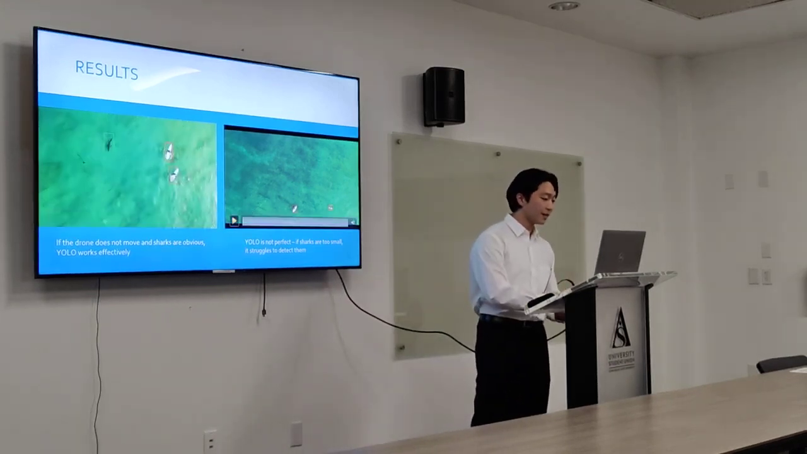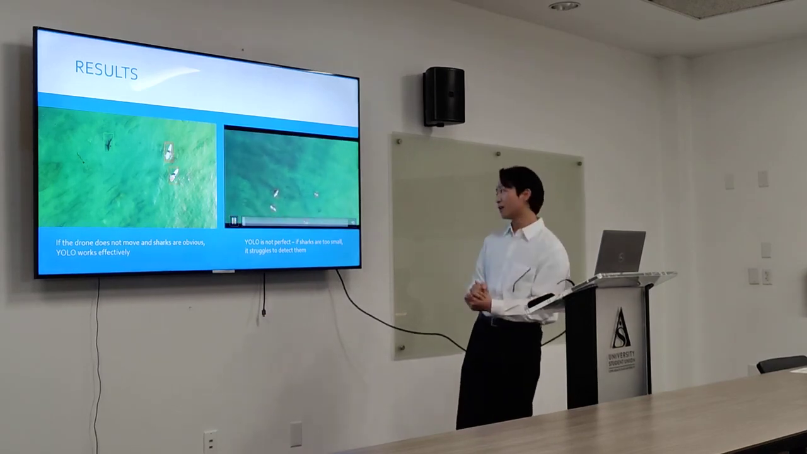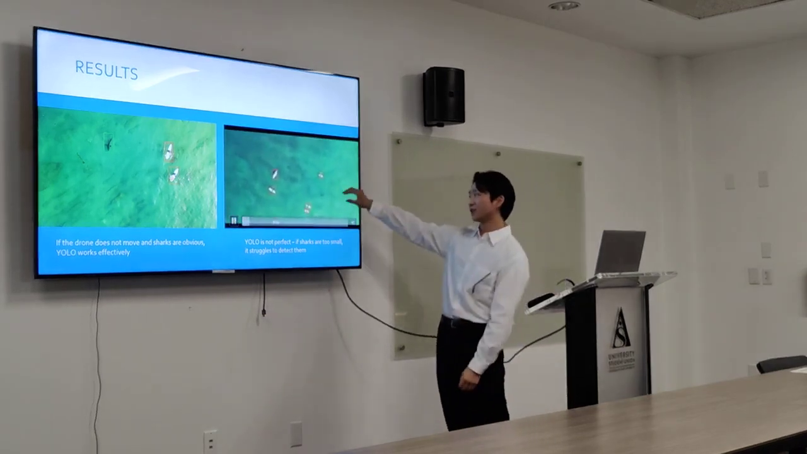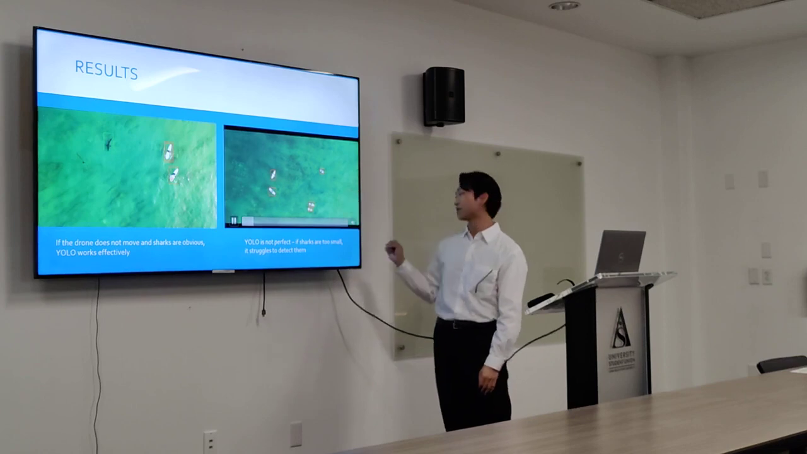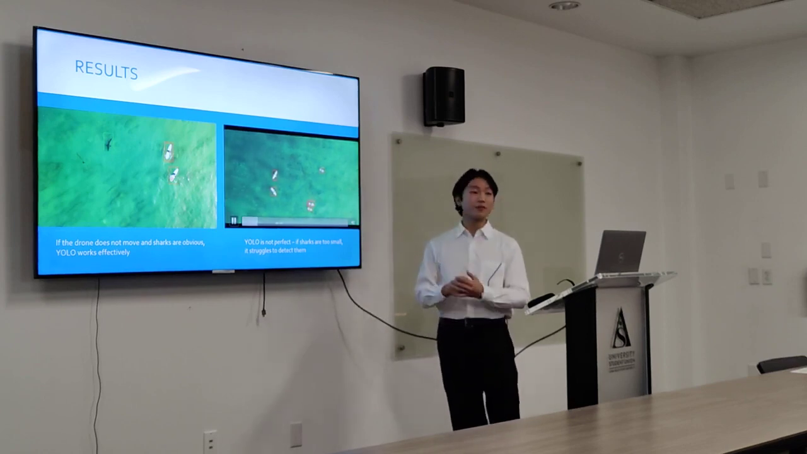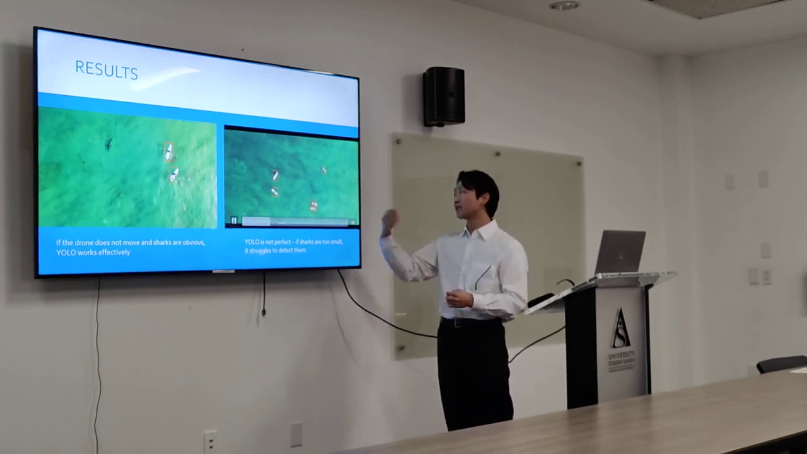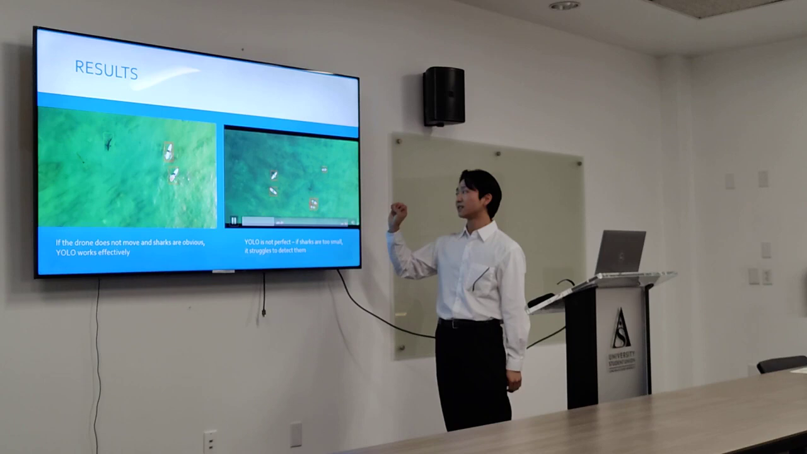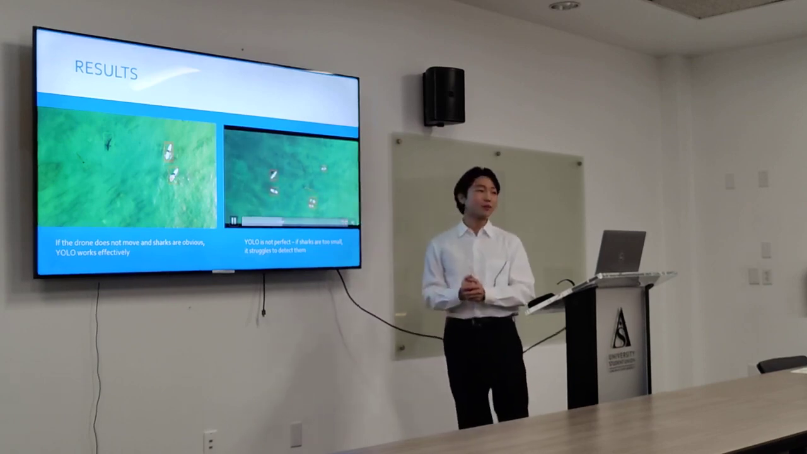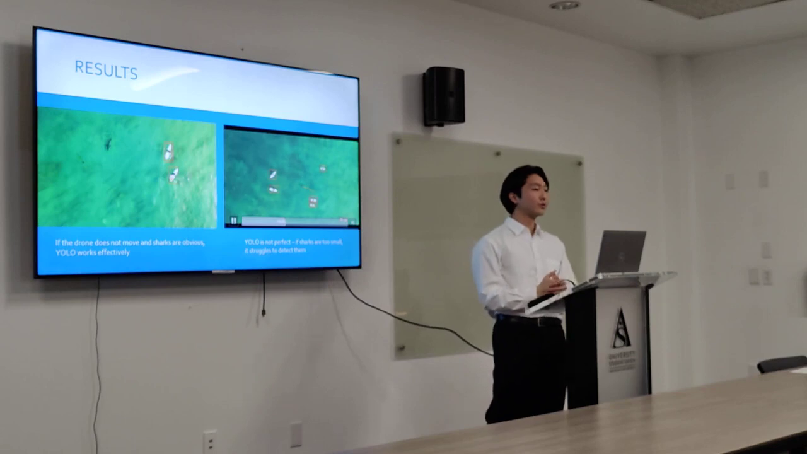And the next one, it does not really detect the shark very well because it's not perfect. If the object is too small, it really struggles to detect the shark. But eventually it's going to detect some of the shark objects. This is just something that we will need to improve in the future.